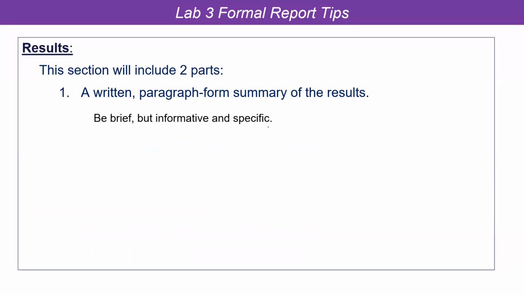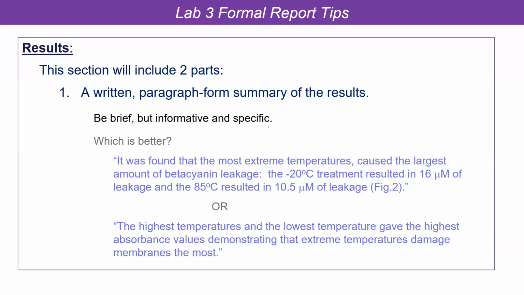So the written section, like I said, is looking at the trends of the results. You have 3 graphs, so some people might say 3 paragraphs, 3 long sentences, but basically I need you to address each of those. You need to be brief, but also informative and specific. I'll give you some examples here. So take a look at this. Which is better, the first one or the second one? I'll give you a moment to read these.